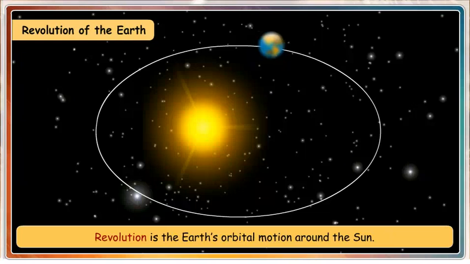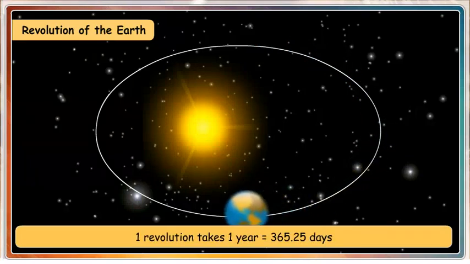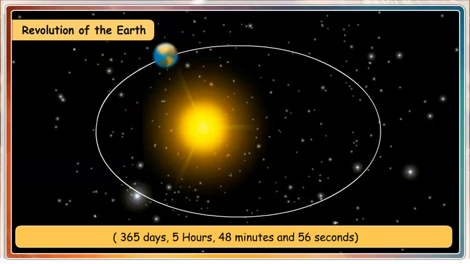Revolution is the Earth's orbital motion around the Sun. One revolution takes 1 year, that is equal to 365.25 days, that is 365 days, 5 hours, 48 minutes and 56 seconds.